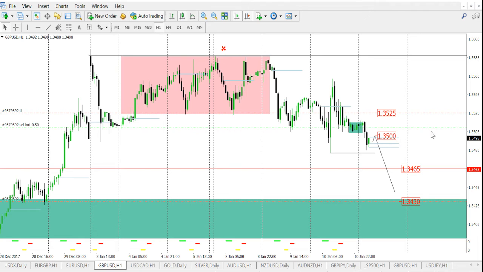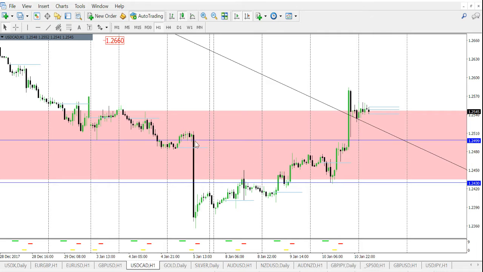So I'll come back to this one here, and we'll watch and see what price wants to do moving forward during the London session, which we're just starting here now, and into New York. So we'll come back to that one. And let's move on. USD/CAD, this one here is interesting.